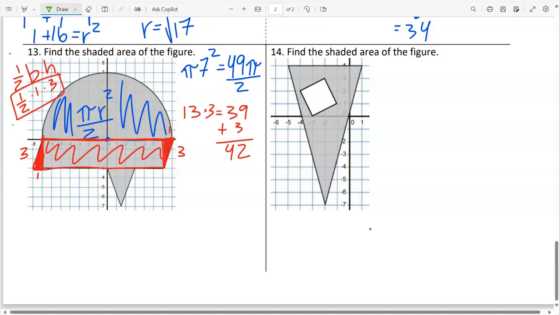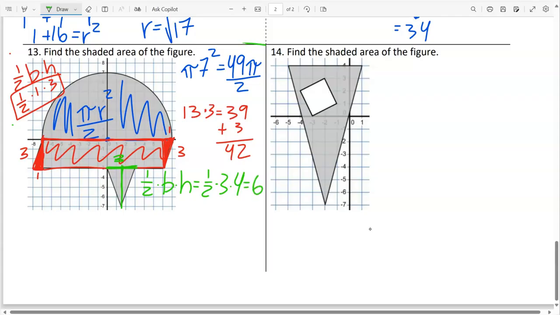Let's do the last triangle in green. 1/2 base times height again. So our base here is 3. Our height is 1, 2, 3, and 4. So we get 1/2 times 3 times 4. 3 times 4 is 12. 12 times 1/2 is 6.